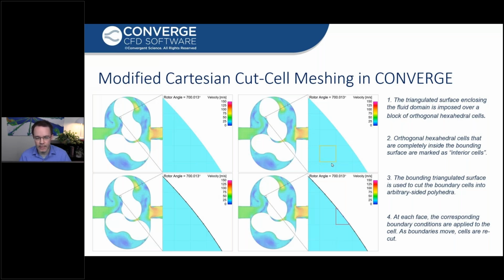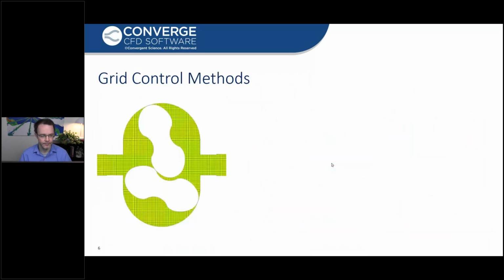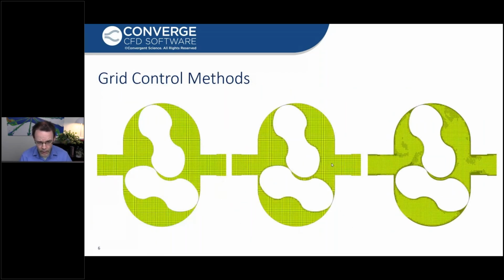This is one of the key things that really makes Converge stand out in the field of positive displacement compressors in terms of giving accurate, robust, stable, and very general treatment that works depending on any arbitrary boundary or motion type. There's three primary methods for the grid control in Converge. The first of them being your base grid. These are the largest cells in the domain.